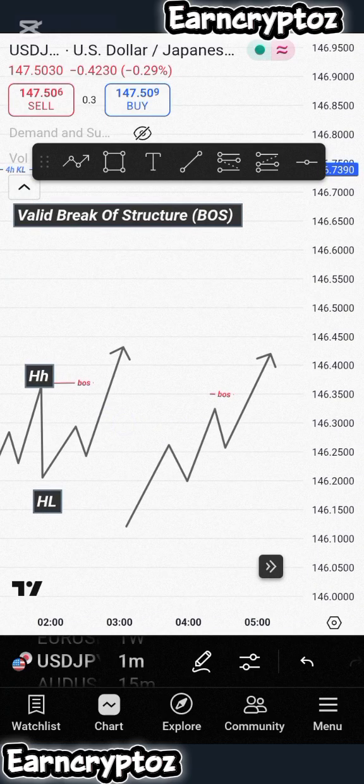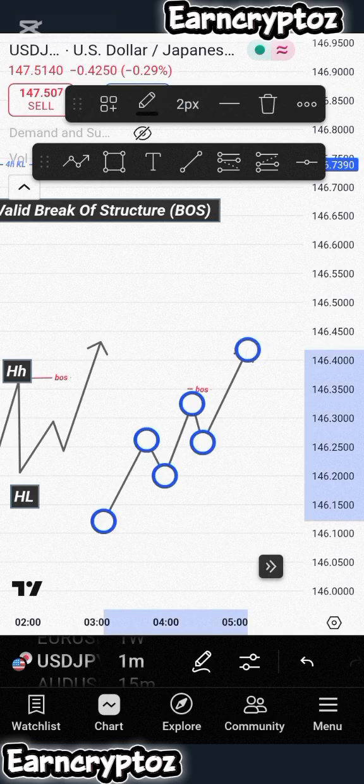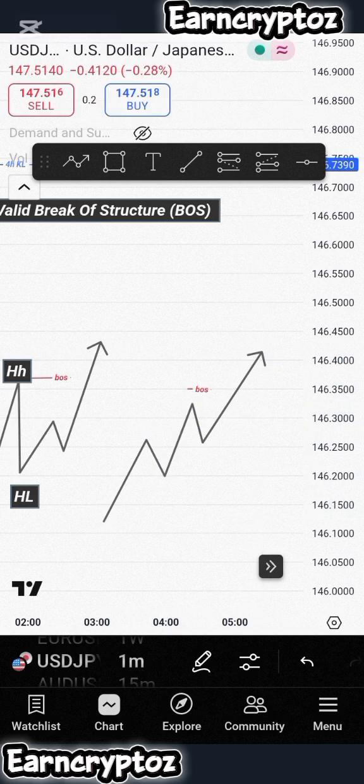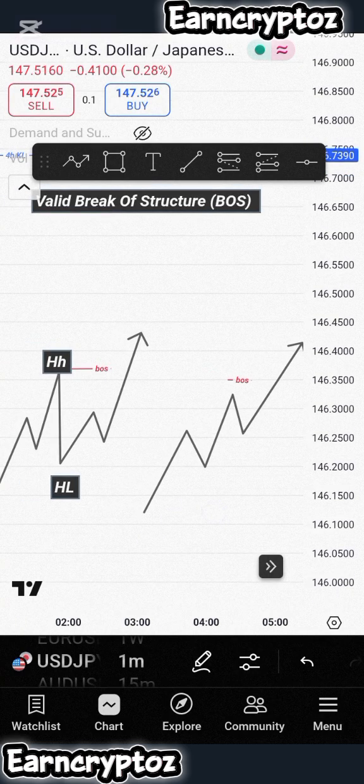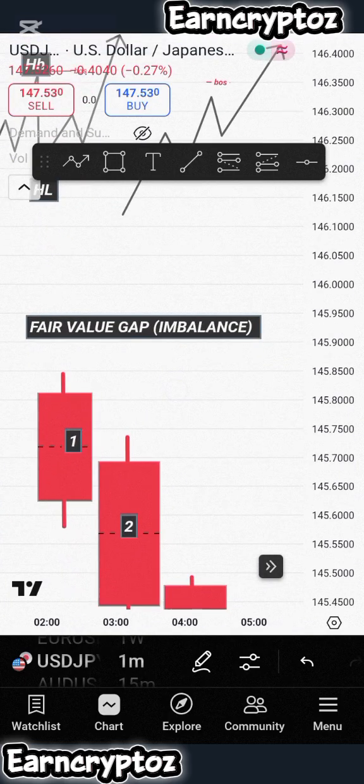We also have this kind of break of structure when you have an impulsive move, then you have a valid pullback. Each of those valid pullbacks, once price breaks above them, that is also a break of structure. So the price must close above the previous high. Okay, so that's break of structure. Then we go to fair value gap.